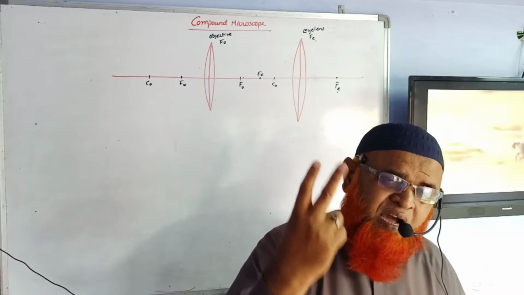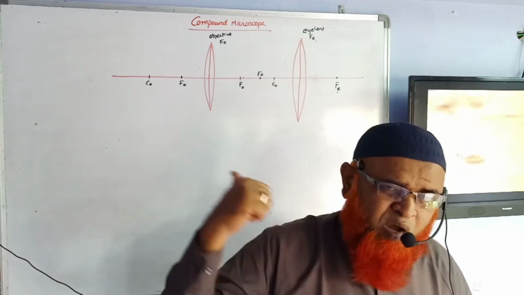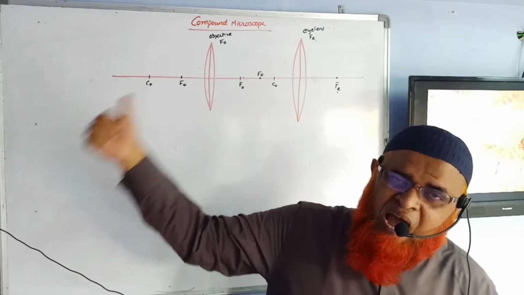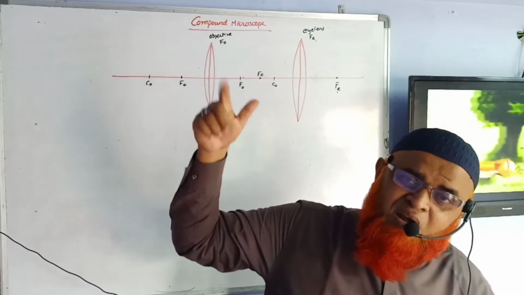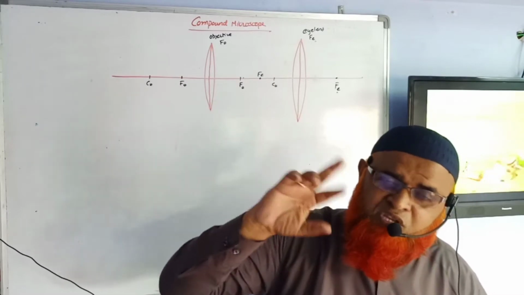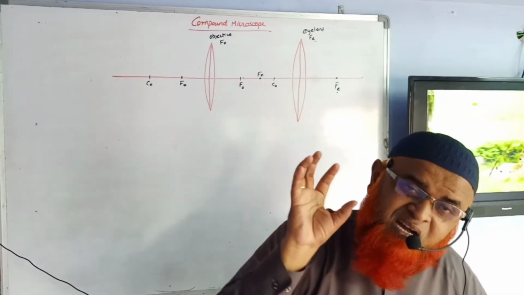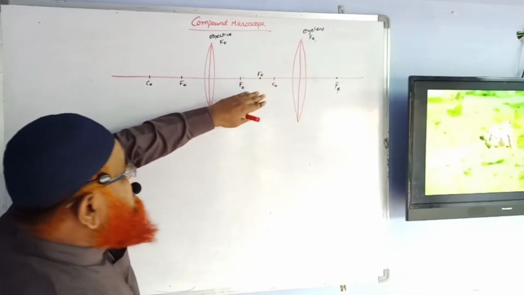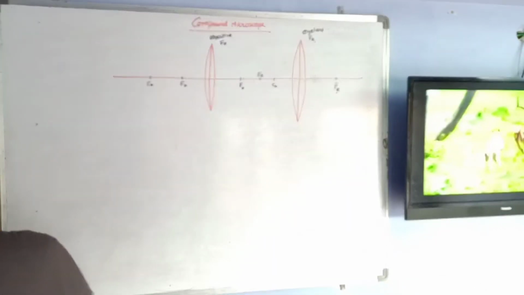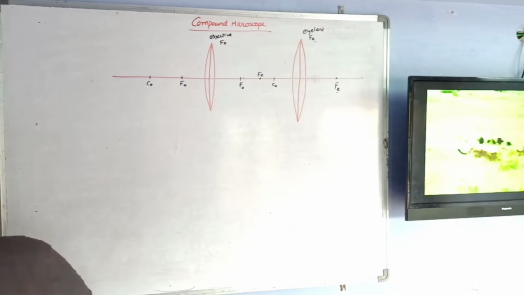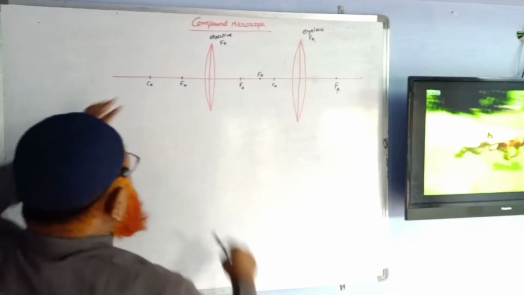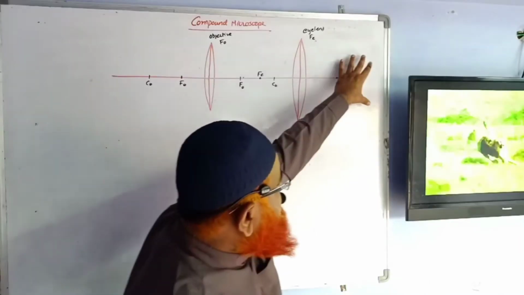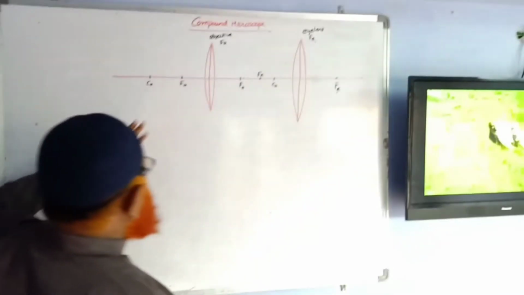So a microscope generally has two lenses here. One which is placed towards the object is called the objective, and the one which is placed near the eye is called the eye lens. Okay, so these two lenses combined together constitute a compound microscope here. So let us discuss a compound microscope. In this compound microscope, there are two lenses. One is the objective, which is kept towards the object, and another is the eye lens, which is kept towards the eye here.